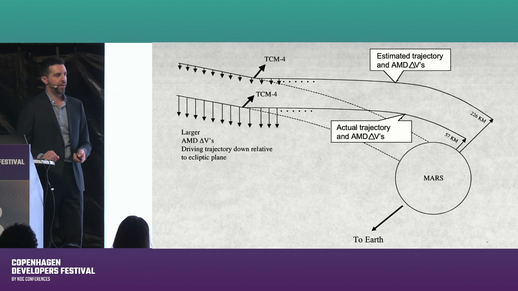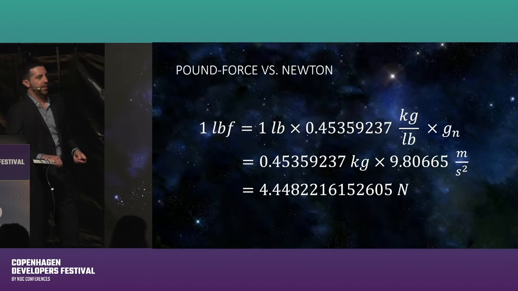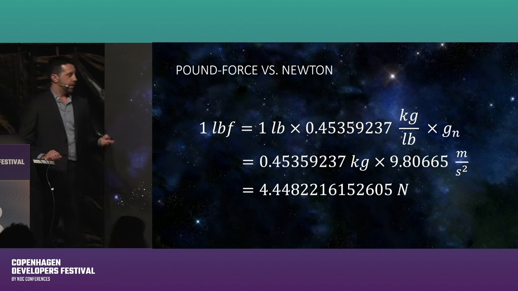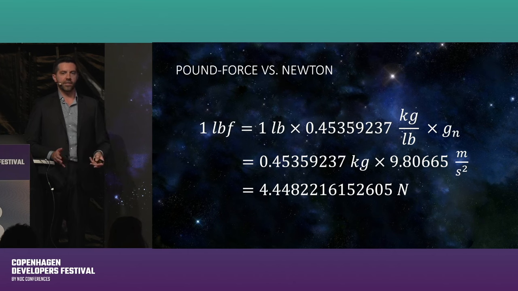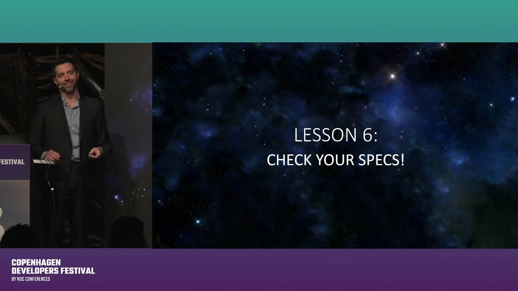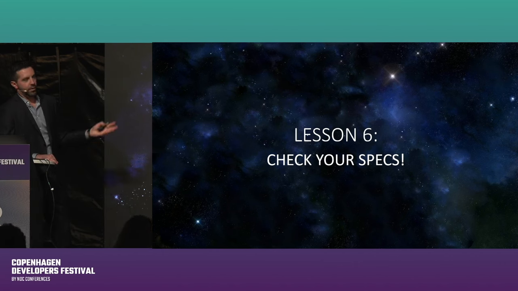Now that number, 4.45, is interesting, because that just happens to be exactly the conversion between pounds force and newtons. NASA had specified in all their documents that everything in this space program is supposed to use metric SI units. Lockheed Martin is an American defense contractor that has done the vast majority of its work for the US government. They used pounds force instead of newtons and didn't realize that they had not converted properly. Lesson 6, check your specs. This cost probably, I guess, $1 billion probably, the value of that probe, and just gone.